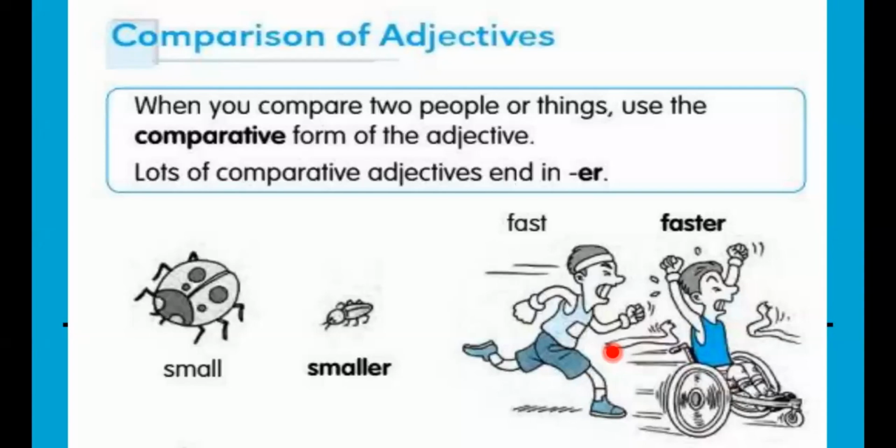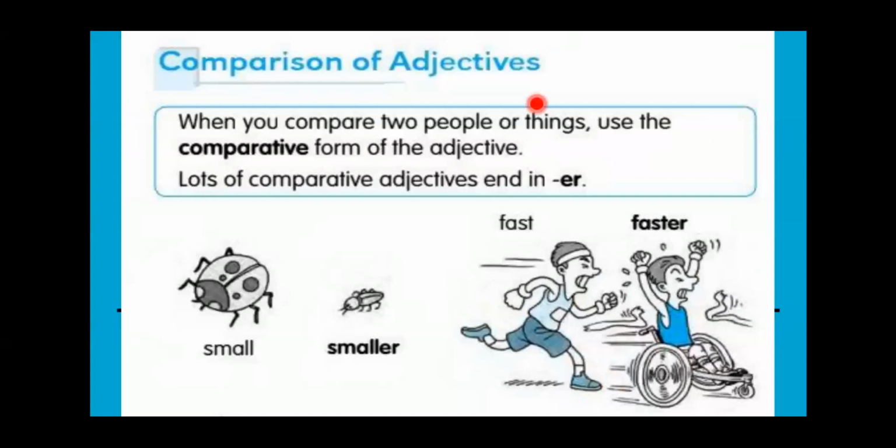Yes. Now let's continue with the next topic. We have completed the types, right? Now let's see the comparison of adjectives. When we have to compare two people or things, we use the comparative form of adjectives. We have two forms of comparison: the comparative form and the superlative form. So when we have to compare two people or two things, दो जनों को compare करना है तो हम कौन सा form of adjective use करेंगे? Comparative form of adjective use करेंगे.